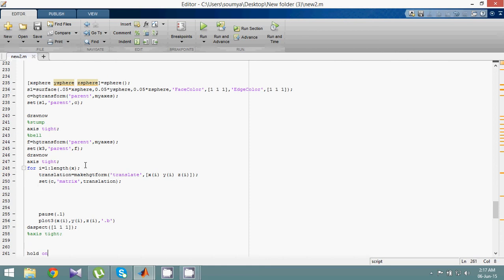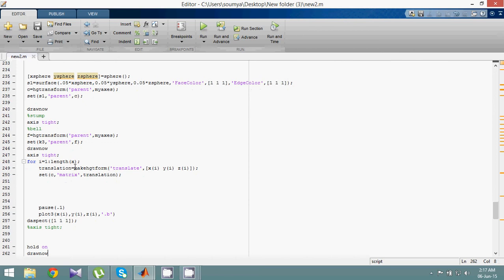So I use a for loop, and then I use the translation equal make HT from translate xi y zi, which I get from the previous equations, and then set C equal matrix translation. This function is going to calculate the translation of the delivery, right? And then I use hold on and then plot3 xi yi zi. This plot is going to show the direction of the delivery in a dotted blue line. So I'm going to get a projectile, or an idea of a projectile, from this. So then I use draw now.